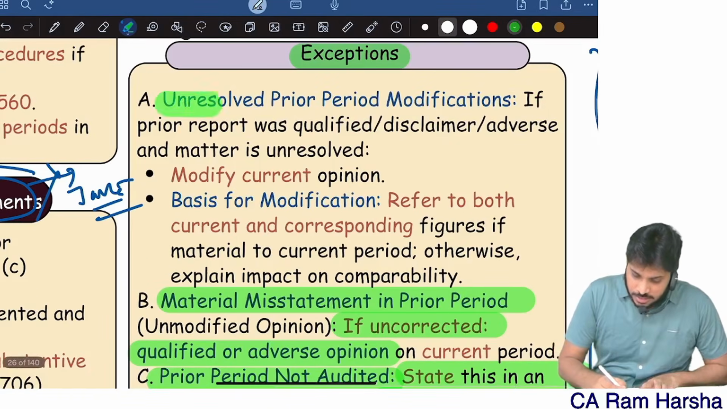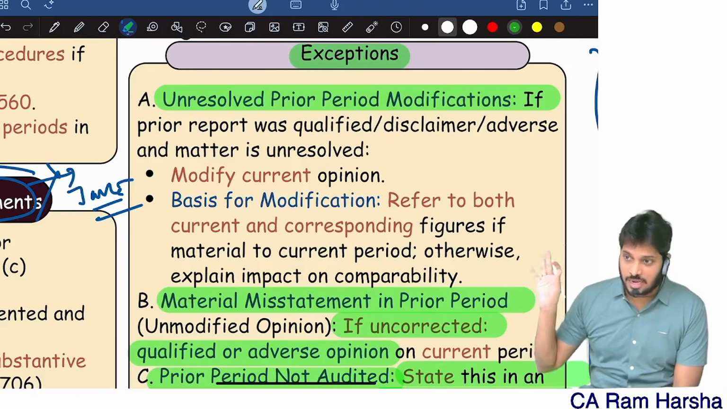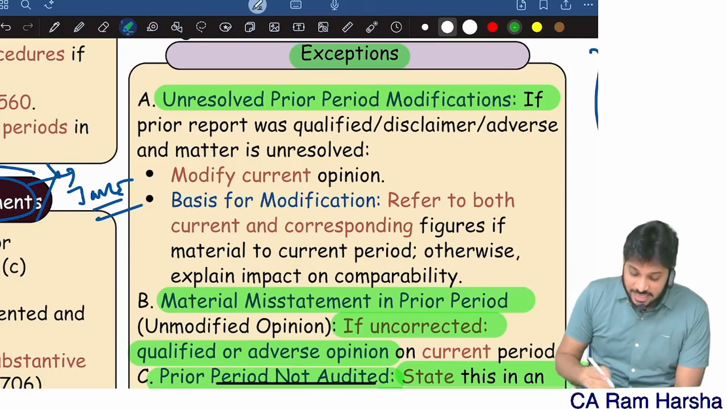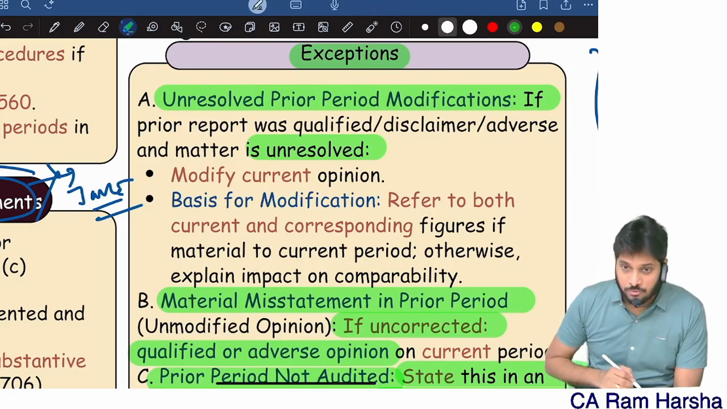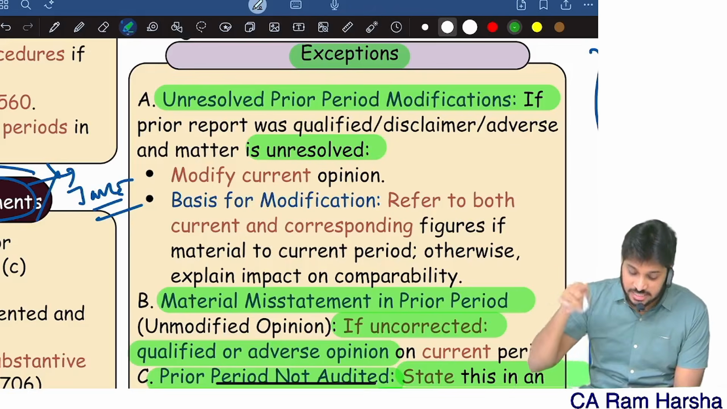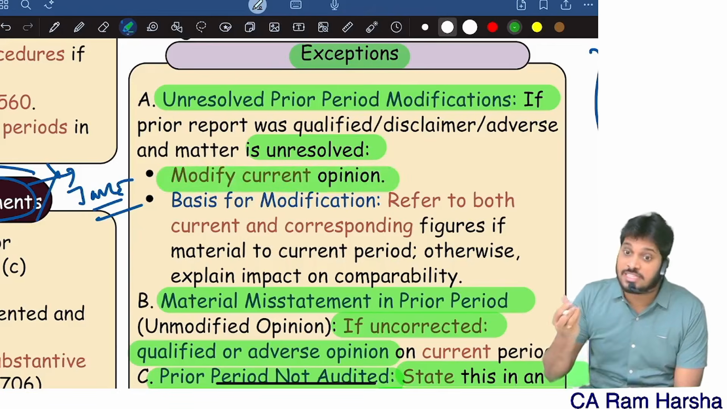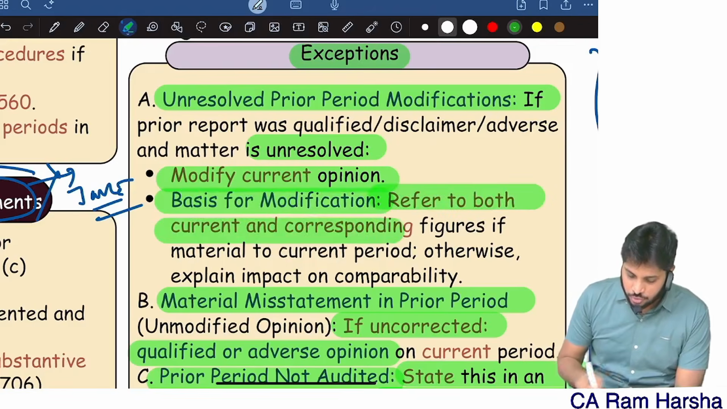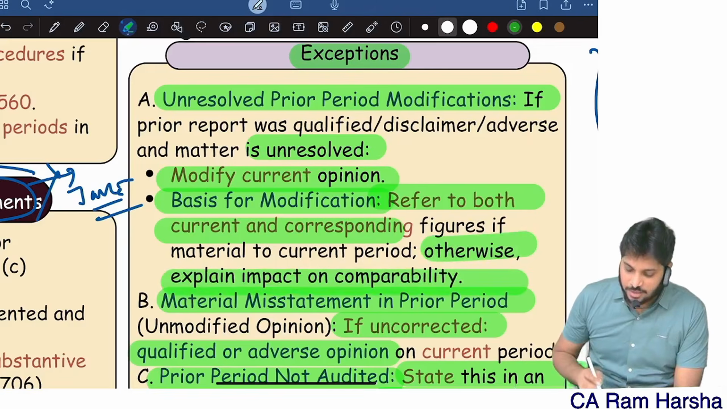Next, suppose for the prior period, the auditor itself gave a modified opinion. Like a prior period mistake is there, the auditor gave a modified opinion, and whatever the reason, that is unresolved. If the reason the auditor gave a modified opinion is still unresolved, then in the current year also you have to modify the opinion depending upon the severity of the matter. And in the basis for modification, refer to both current and corresponding figures. Otherwise, explain the impact on comparability.